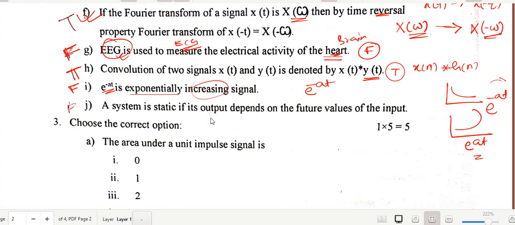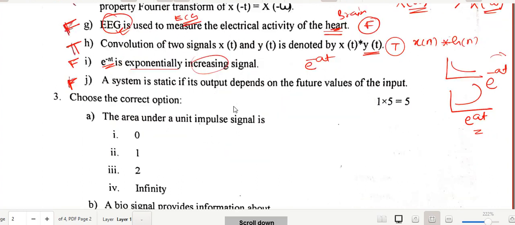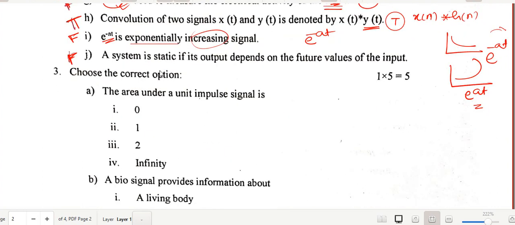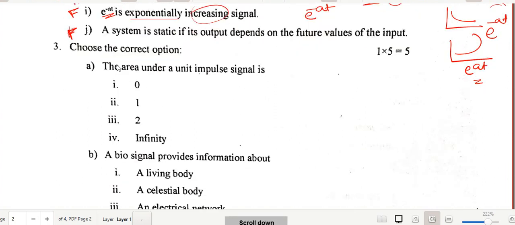So a system is static if its output depends on the future values of the input. So this is false. Okay, so a system is static if it depends on the future values of the input. If it depends on the future values of the input, then it will be called dynamic.